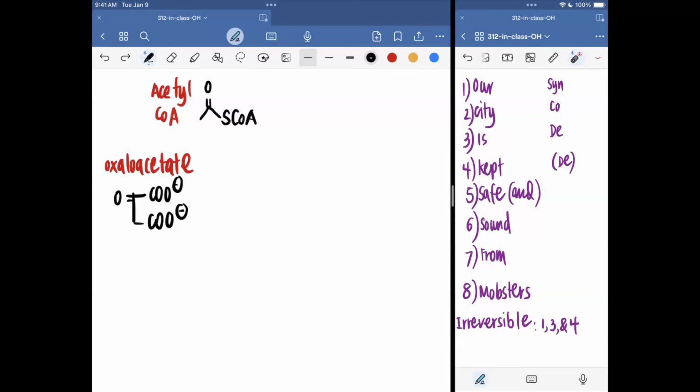And to help you with keeping track of which reactions are irreversible, those are 1, 3, and 4. And the way that I remember that is by adding those up gets us back to 8. You may also find it useful to remember that glycolysis has irreversible steps, and 2 of those are also 1 and 3.